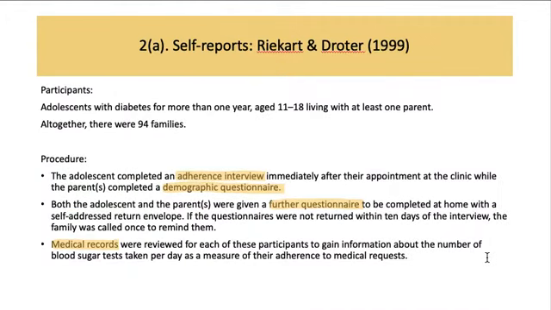Okay, so who are the participants here? So it's adolescents with diabetes for more than 1 year, age 11 to 18, living with at least one parent. So altogether, 94 families were approached. So what was the procedure? The adolescent completed an adherence interview immediately after the appointment at the clinic, while the parents completed a demographic questionnaire. So the patient is being interviewed while the parents answer some questionnaire. And then, both the adolescent and parent were given a further questionnaire to be completed at home with a self-addressed return envelope. If the questionnaires were not returned within 10 days of the interview, the family was called once to remind them.